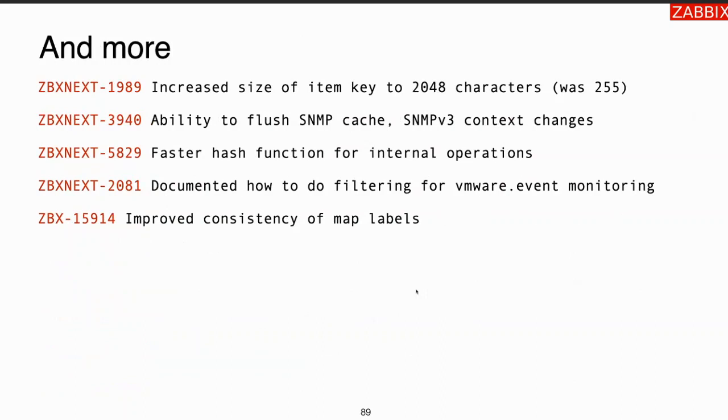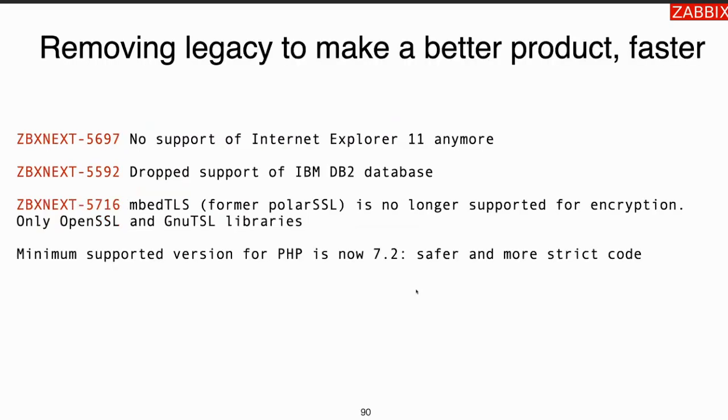What else? The size of the item key has been increased to 2 kilobytes. Now it's also possible to flush the SNMP cache. This is for those who use SNMP v3 monitoring. You know about this issue with SNMP v3. So at runtime, you may flush the SNMP cache. Yeah, and basically that's it.